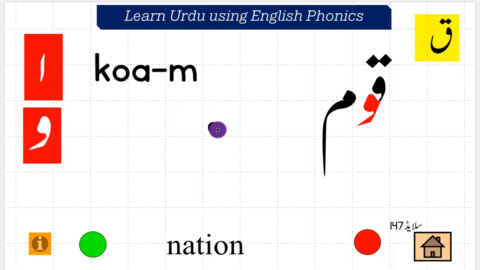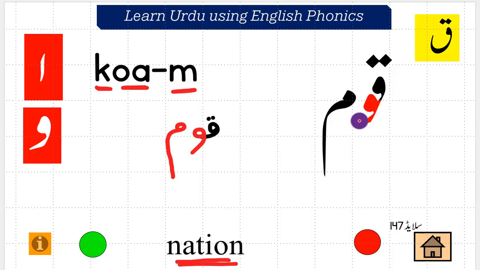What's the first sound? Ka. Okay, and what's written in red over there? O, ko. And what's this third sound? We have already learned it in a previous lesson. Com. So over here we have got its phonetic code. That's ka. That's the O sound followed by the dash. Dash means a space inside. And com. In English, the translation of the Urdu word com is nation.